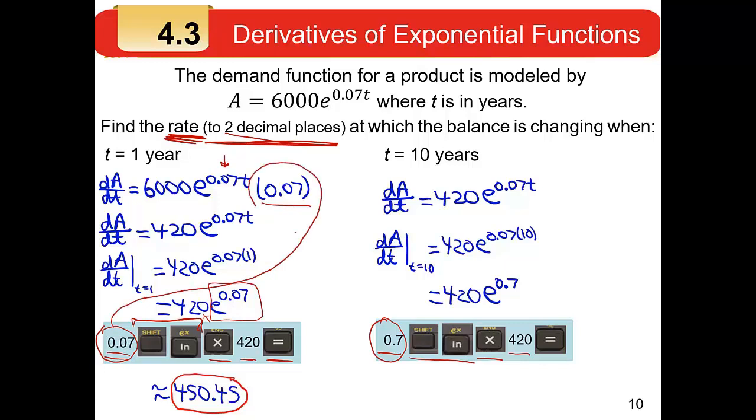So when it's 0.07, you put in that. When it's 0.7, you put in that. Otherwise, it's exactly the same calculation. And when you press equal to and round it to 2 decimal places, you'll get 845.78.